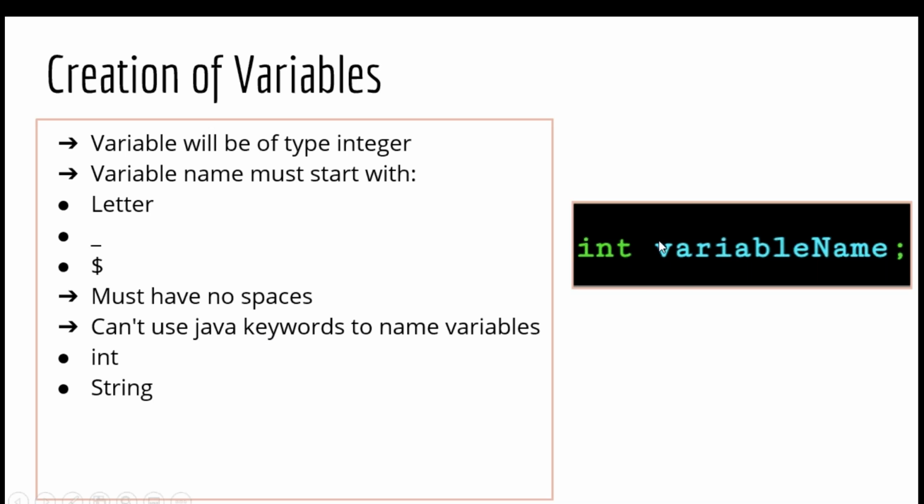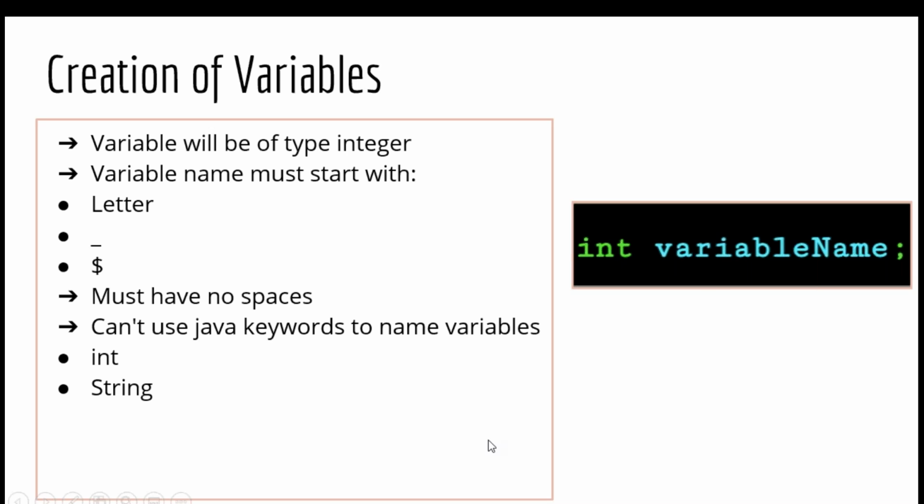On the right over here, I have an example of a sample variable. As you can see, it says int variableName with a semicolon at the end, and that's just the convention for creating a variable. This int is a data type, which I'll get into further today so we can grasp a deeper understanding. And then after the int, you have the variable name.